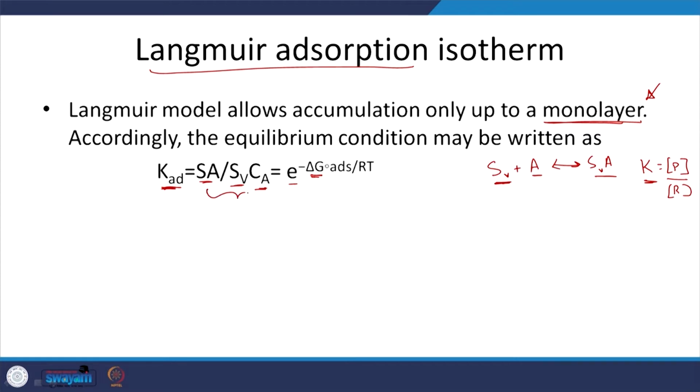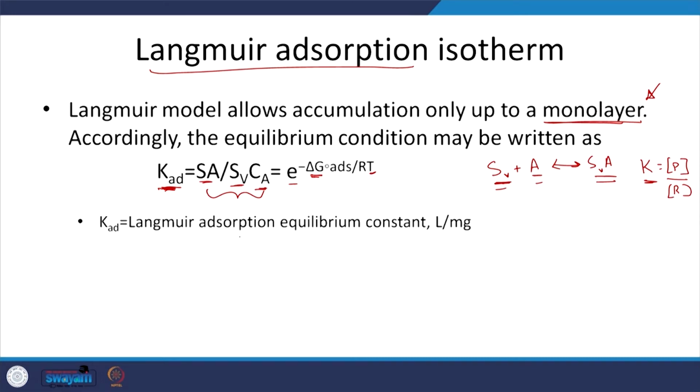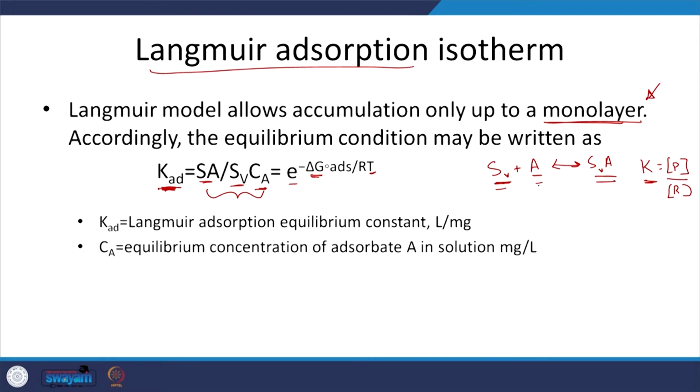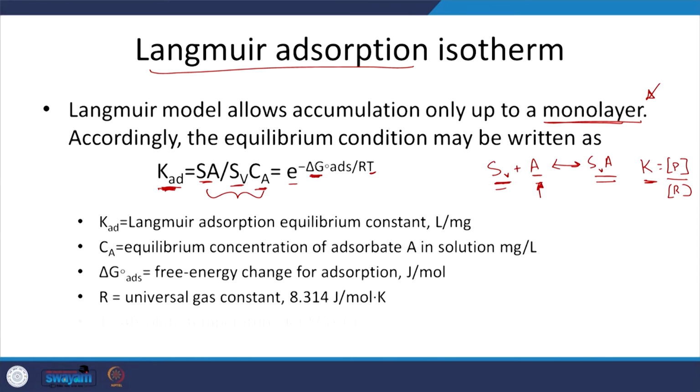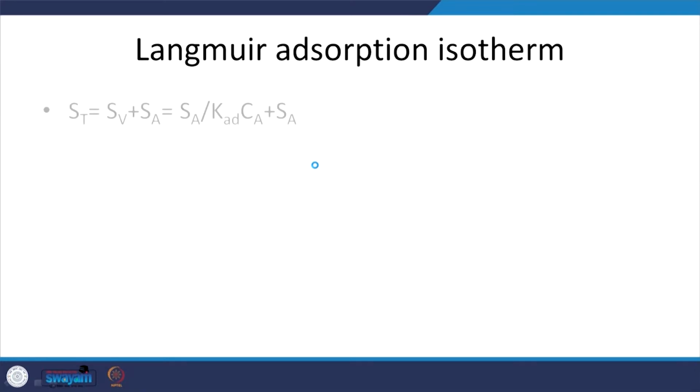Again, we are concerned mostly with this, but now you can see the effect of temperature. As you increase or decrease the temperature, you can see how K will be affected, and thus this equilibrium between SV and SVA. That's something to keep in mind. So what do we have here? K_AD is the Langmuir adsorption equilibrium constant. C_A, as I mentioned, is the concentration of A in the relevant solution. Delta G naught is the free energy change for adsorption. R and T, that's something that you know. Fine, this is something that I have. Let me see how I can use this to get it done.